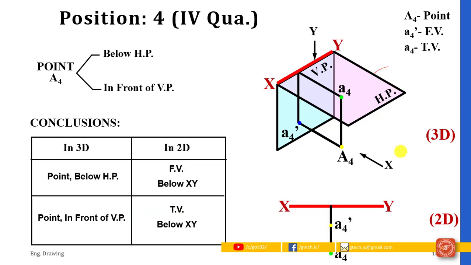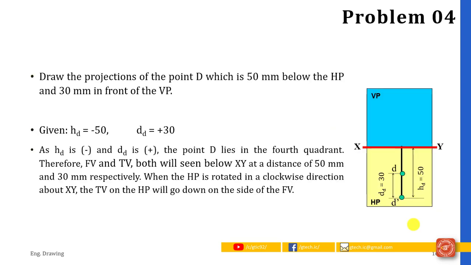This one is for the 3D orientation of a point, and this one is the 2D orientation of the point in the fourth quadrant. Problem number 4. Now you have to draw the projection of point D, which is 50 millimeter below the HP and 30 millimeter in front of VP, and this one is the correct answer.